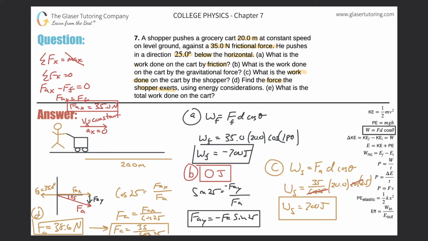And then letter E, what is the total work done on the cart? Well, remember, we just basically talked about that too. Let me put E up here. The total work done by everything, the total work was what? 0. Negative 700 from friction, 700 from the work of the shopper, and 0 from gravity. So if you add all that up, X and Y components separately, it works out to 0. So that takes care of that. And that's 0 work, but I should say 0 joules.